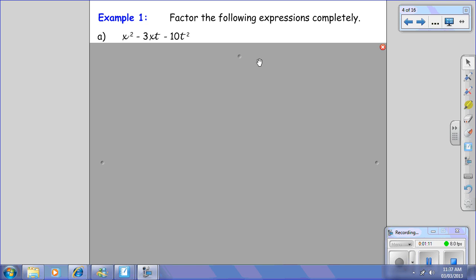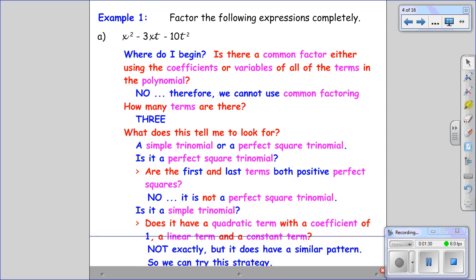Could it be a perfect square trinomial? I've got an x squared. I've got a 10t squared. But 10t squared isn't a positive perfect square, which has to occur for it to be a perfect square trinomial. I need 2 positive perfect squares. And 3xt most definitely is not a positive perfect square. So my only option left is to look for a simple trinomial, or the only option I have today.